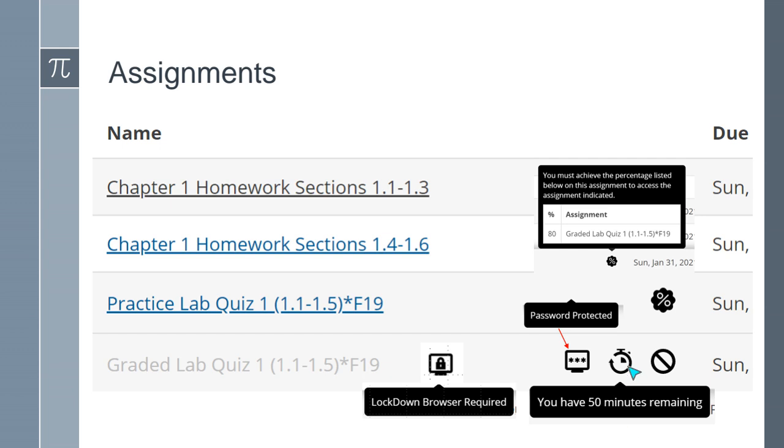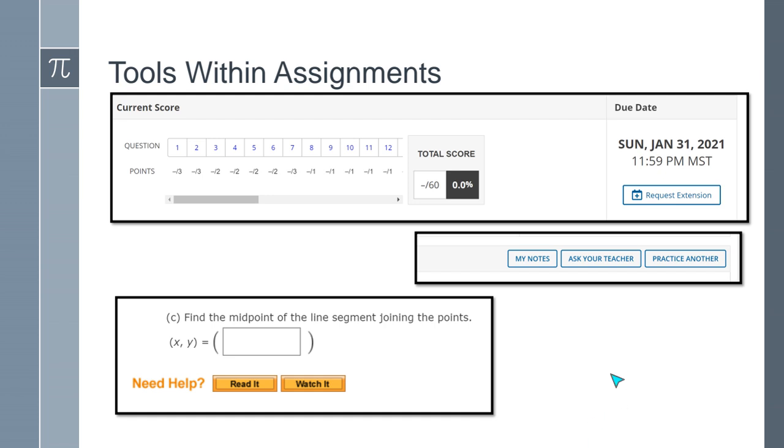Then if you see this, that just tells you that this assignment is timed and how many minutes you have. And then some instructors have a lockdown browser. And so it's going to look like this with a little lock. And now inside of your assignments, it's going to list how many questions you have and then when it's due.